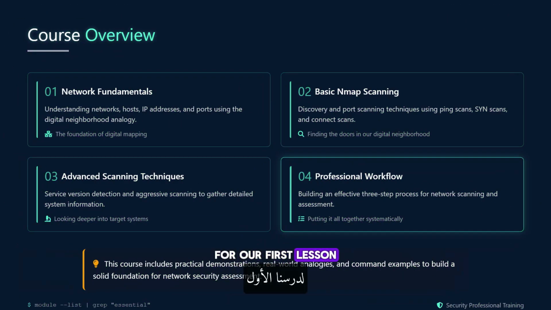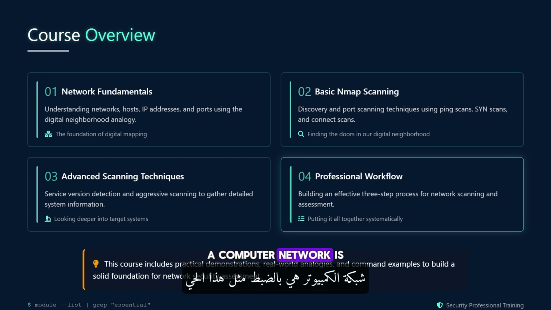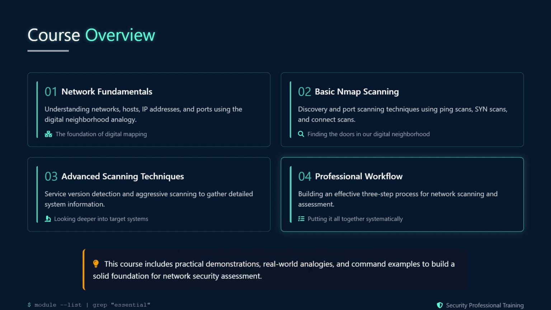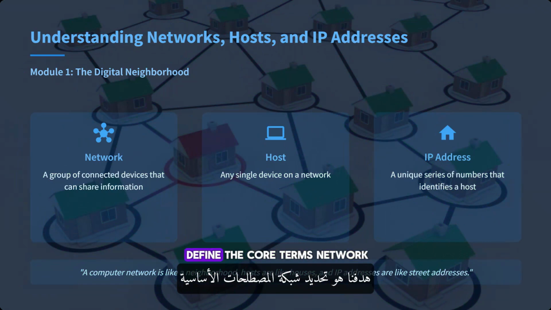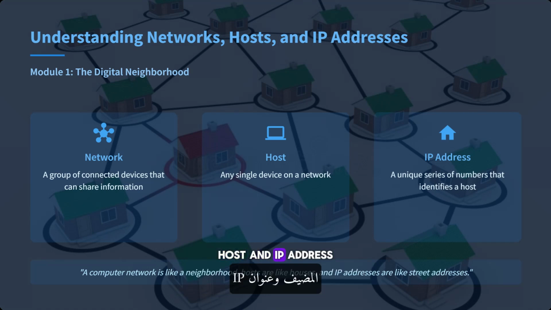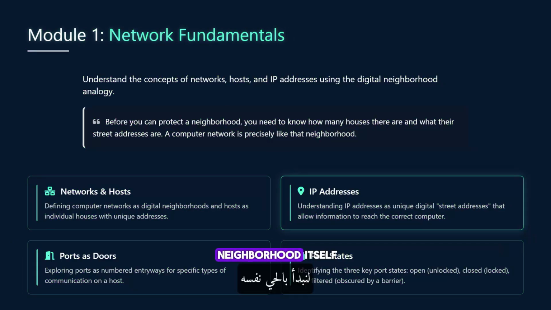For our first lesson, imagine you are a security guard for a new neighborhood. Before you can protect it, you need a map showing every house and its unique address. A computer network is precisely like that neighborhood, and our first job is to create that map. Our objective is to define the core terms network, host, and IP address using this analogy. Let's begin with the neighborhood itself.